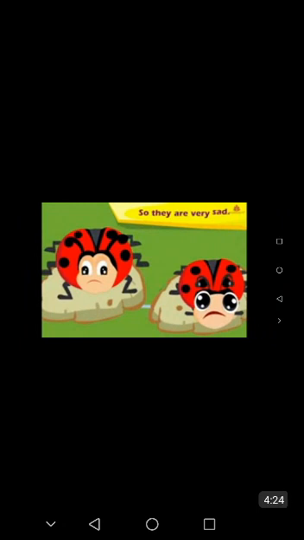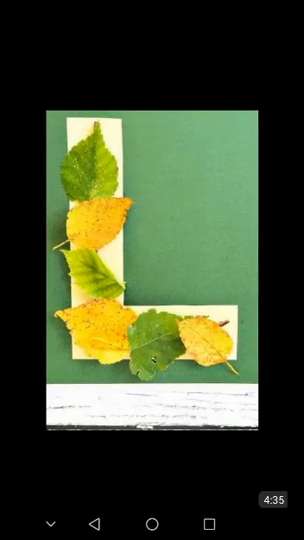Now students, after this make the letter L on a sheet of paper and after that paste leaves in the shape of letter L like this. Okay students, you have to paste the leaves in the shape of letter L.